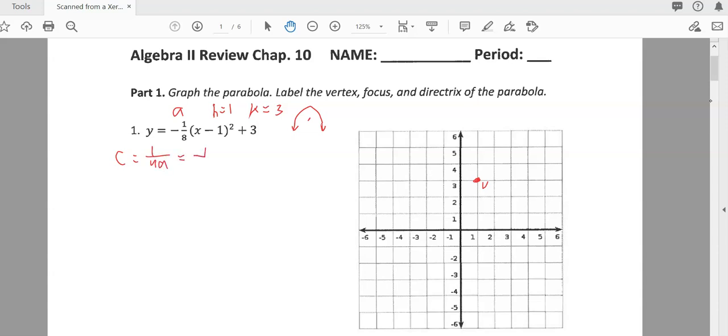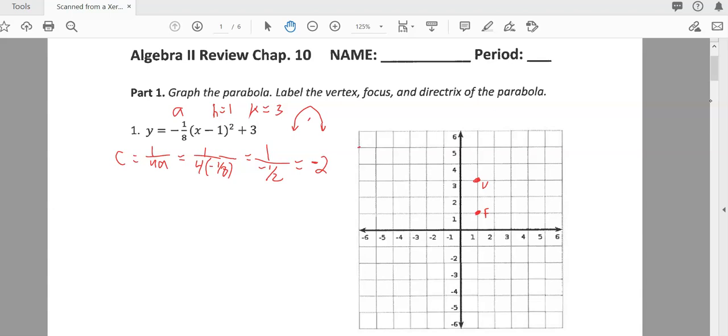4A is in the denominator, so when you multiply, make sure that -1/8 is all in the denominator there. So we have 1 over -4/8, or -1/2. Dividing by fractions is like multiplying by reciprocals, so that would be 1 times -2, or -2. So C is -2, so I'm going to go down 2 units. Again, I knew it was going to be down below, so that's the focus point.